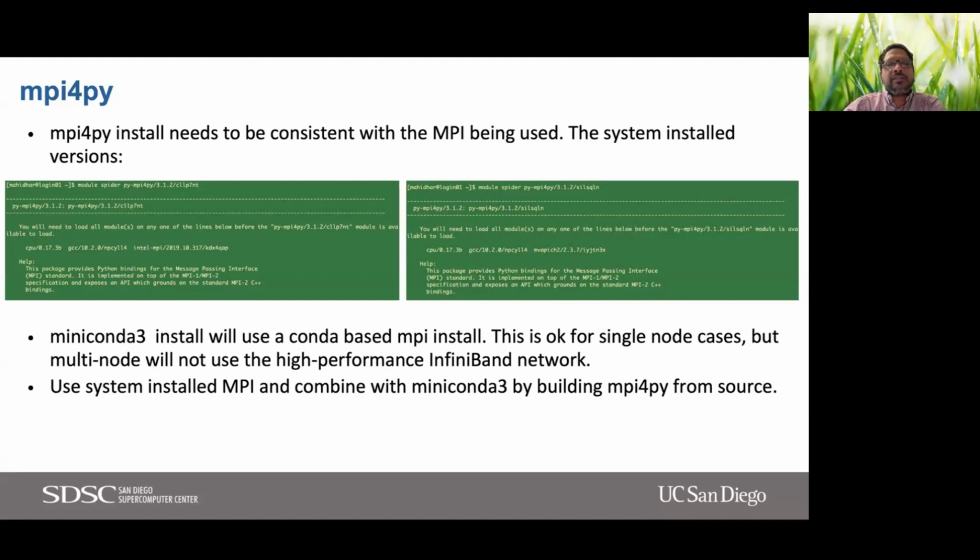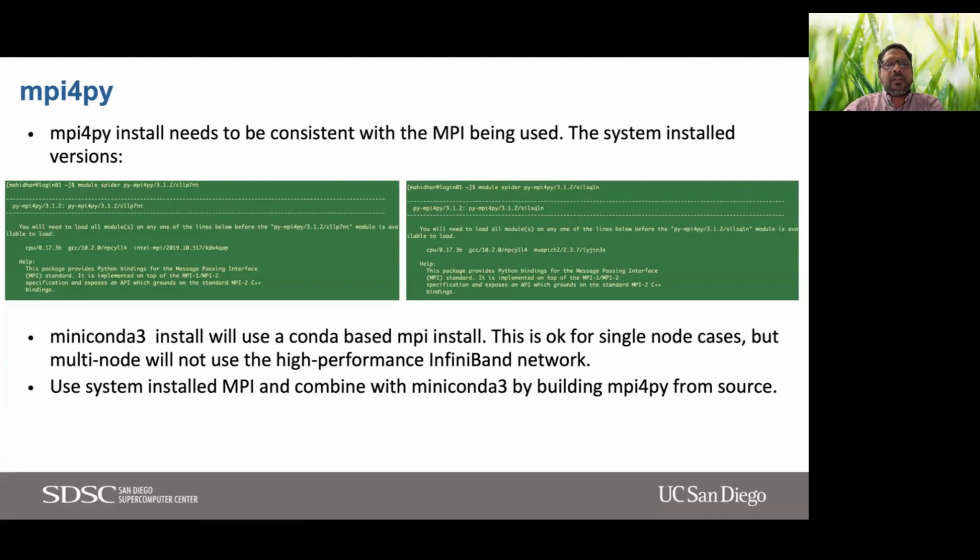But where you get into tricky situations is if you do a Miniconda install of MPI for Pi, what it will do is install an MPICH version within Miniconda. So your MPI will be within Miniconda, and it will also install the MPI for Pi based on that. Now, that will work fine for single node cases, but in a multi-node case, you'll have trouble because it's most likely going to go over the Ethernet instead of using the faster InfiniBand network, and you can run into trouble with performance and timeouts and things like that if things are not optimal.